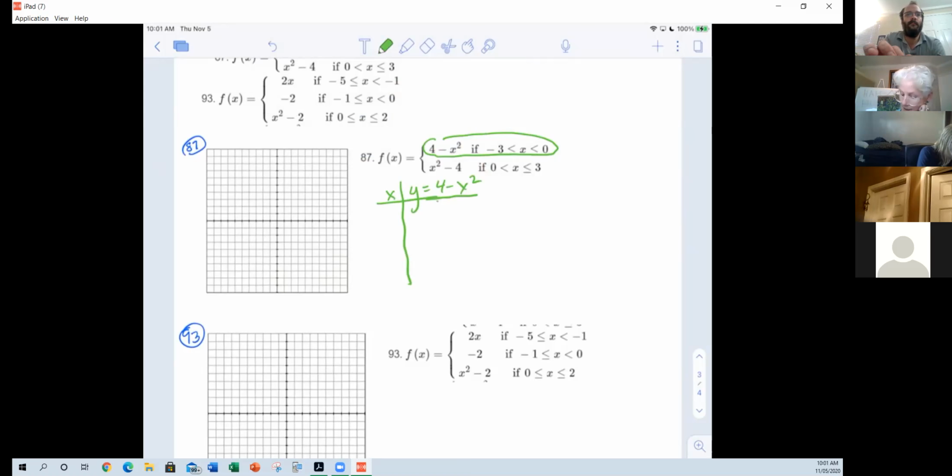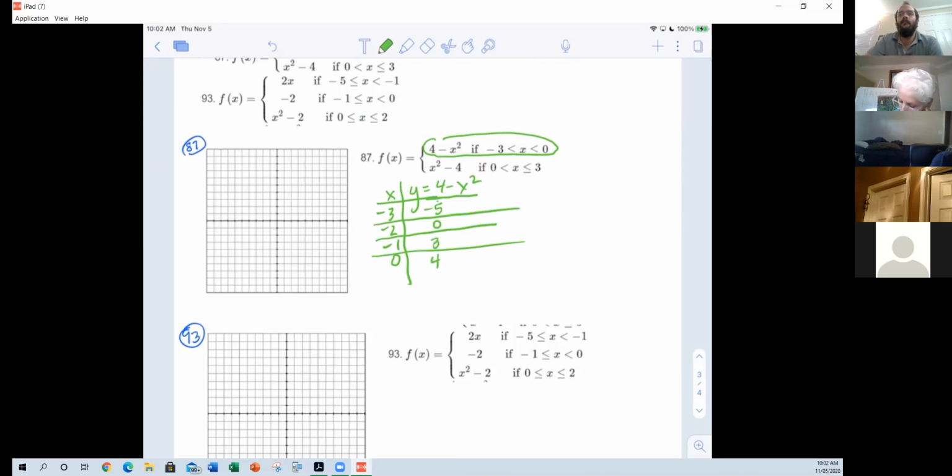But okay, so now I'm just going to pick the points right here between -3 and 0. So -3, -2, -1, and 0. And y is equal to 4 minus x squared. So 4 minus -3 squared would be 4 minus 9, which is -5. 4 minus -2 squared would be 4 minus 4, which is 0. 4 minus -1 squared, if you square -1, you get 1, and that would give you 3. And 4 minus 0 squared is still going to be 4.